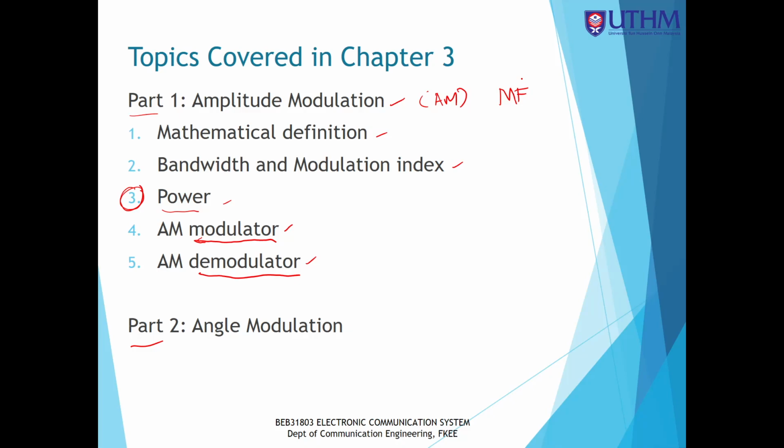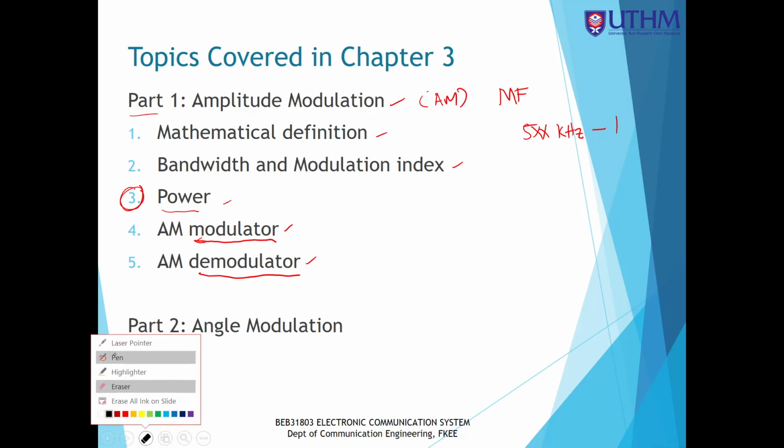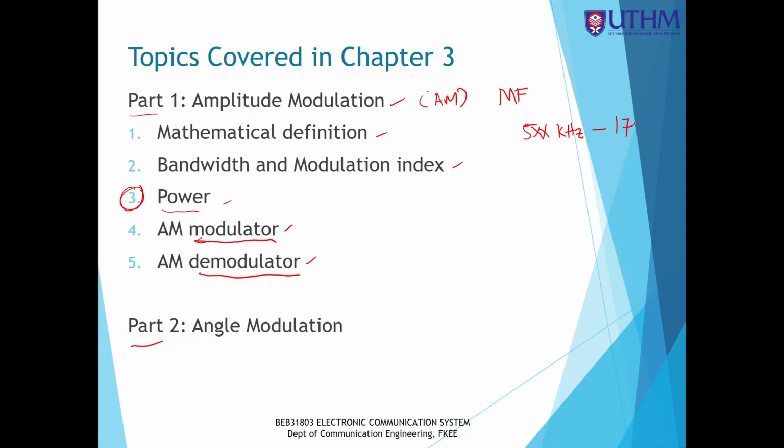Okay, medium frequency. So the range of frequency is around 500 kilohertz until 1.6 or 1.7 something. So it depends on the type of standard. Okay, AM has a few standards. So from 500 something kilohertz until 17 something kilohertz.